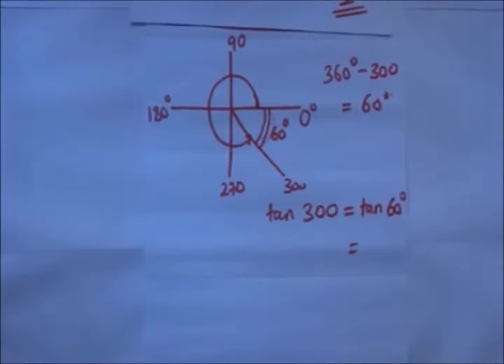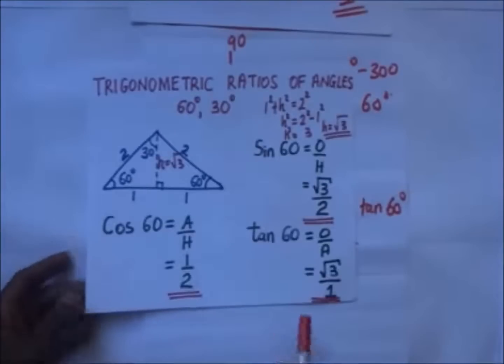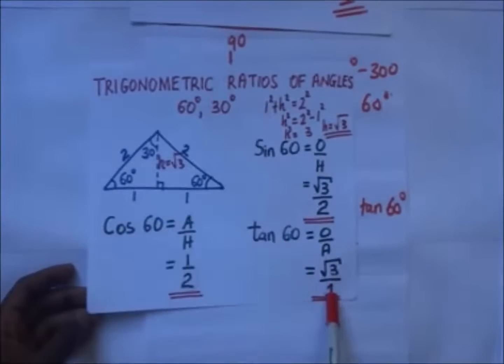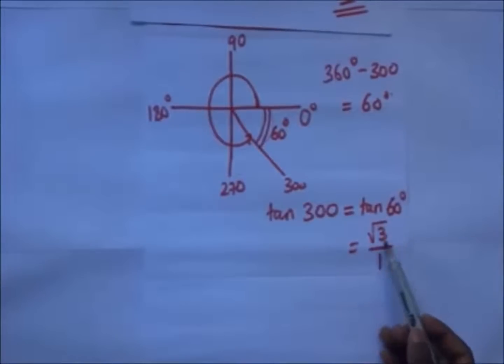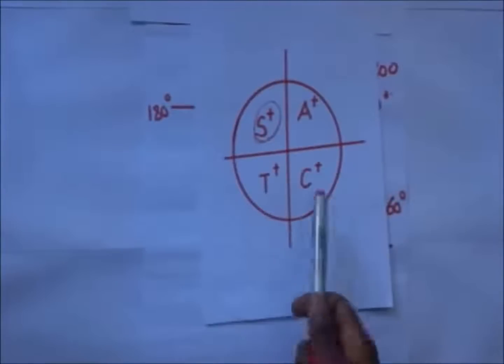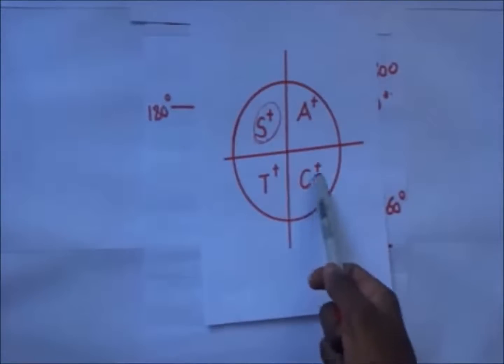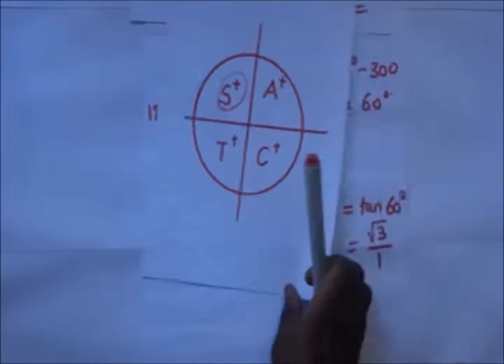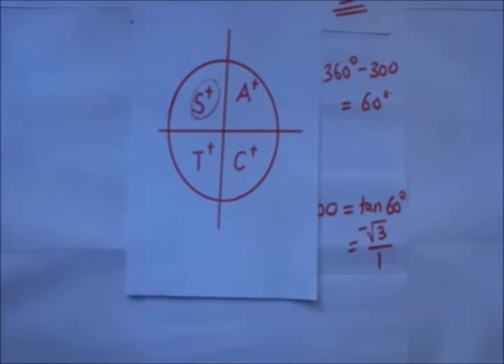And so what's the tan of 60 degrees? From our ratios earlier, we say that tan of 60 is root 3 over 1. So tan of 60 is root 3 over 1. Now, is this tangent root 3 over 1 positive or negative? Going back to this, we said that in the fourth quadrant, all the cosines of those angles are positive, and the rest are negative. So it means that this answer is negative. Negative root 3 over 1. That's our answer, or negative root 3.